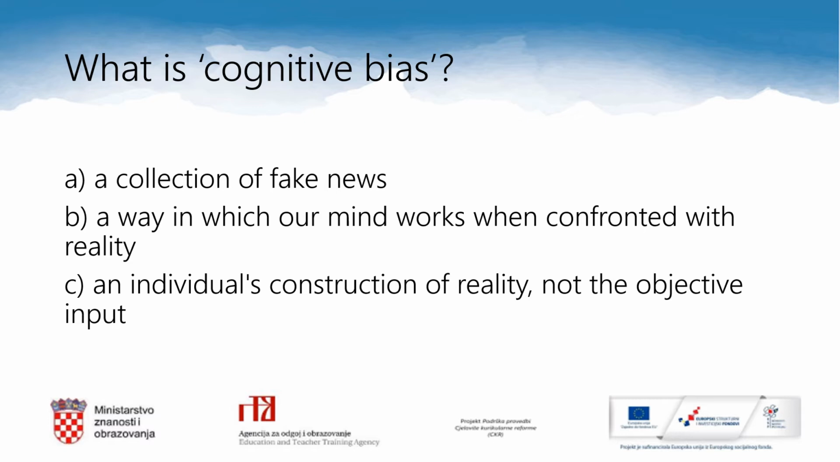What is cognitive bias? A. A collection of fake news. B. A way in which our mind works when confronted with reality. C. An individual's construction of reality, not the objective input. A, B, or C?